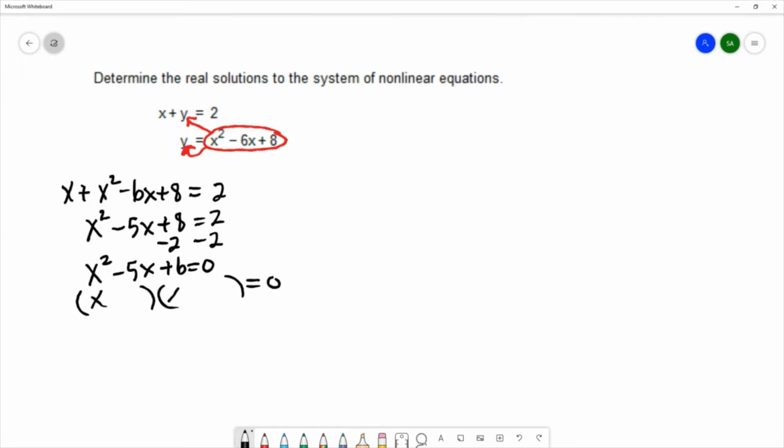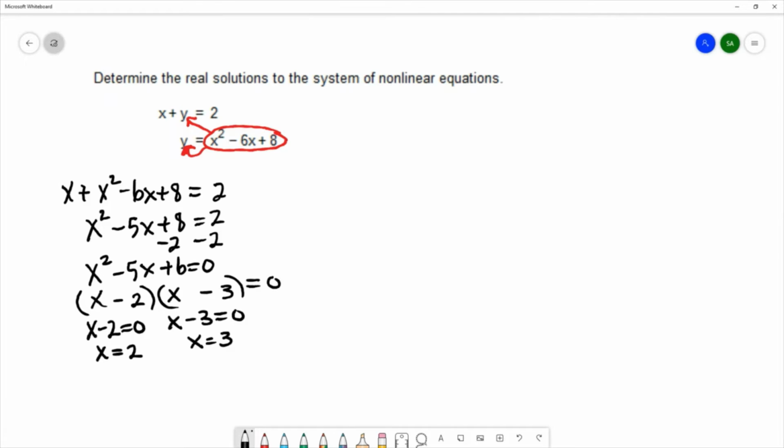X times x is x squared, and factors of 6 are either 1 and 6 and 2 and 3. I'm going to use 2 and 3 with both of them being minuses, because a negative 2 times a negative 3 will give me a positive 6, and a negative 2 plus a negative 3 will add up to be that middle coefficient of negative 5. I can set each one of these factors equal to 0, which will give me solutions of x equals 2 and x equals 3.